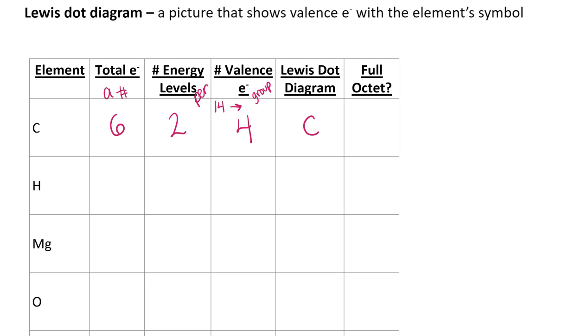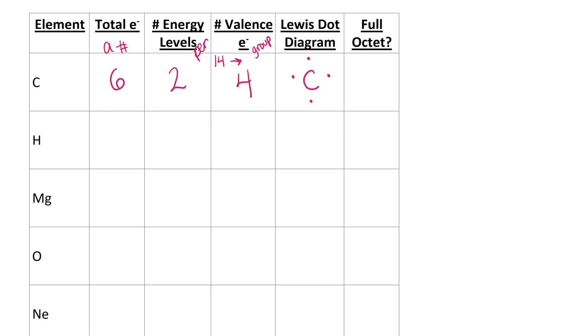You put the symbol of the element, and then I want you to imagine that this element is in a box. We're going to put 1 dot on every side of the box. So 1 on the top, 1 on this side, 1 on the bottom, and 1 over here. Now, we don't really draw the box, so it looks like that. Notice that when I did that, I went around in a circle. This full octet column we will come back to in a little while, so don't stress about it quite yet. Let's talk about hydrogen next.